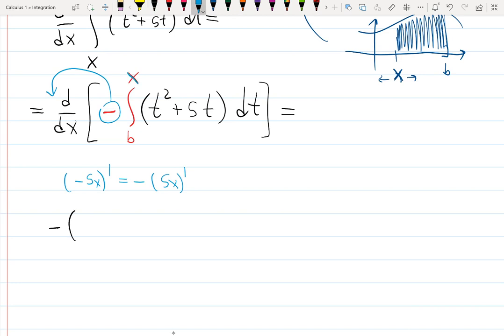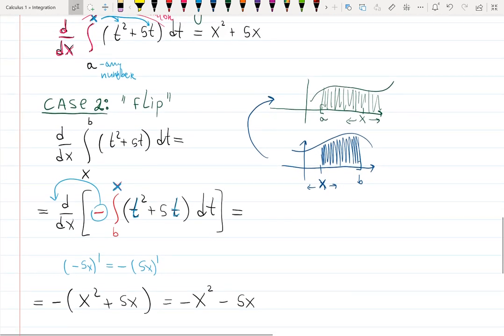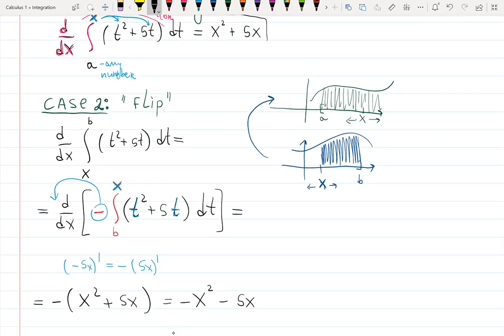I'm taking this x at the top and plugging it everywhere I see t. It's going to be x squared plus 5x. Which means now it's negative x squared and negative 5x. That's all. Nothing super crazy over here. Compare the positive answer and the negative answer. Not too bad. Case 2 was not too bad.